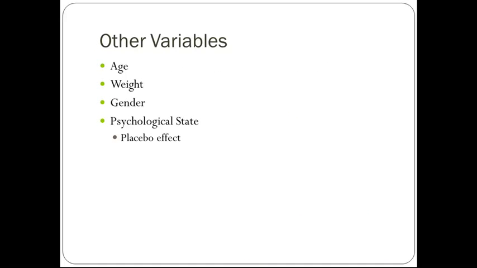Other variables, age. So obviously pediatric patients may need less medication. Our obese or overweight patients may need more medication. Gender, females, hormones often interfere with some medications. Also, the ratio of body fat can also interfere with the medications and how they are absorbed.